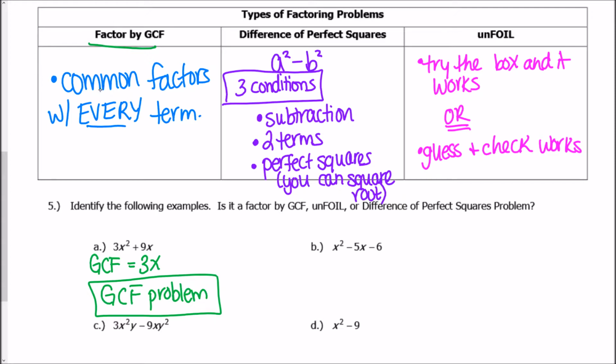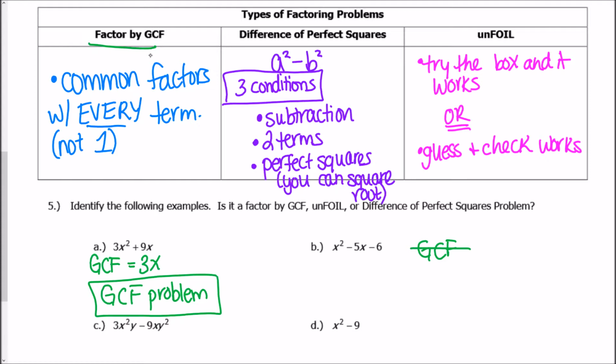So factor by GCF, there are common factors with every term. So I've got x squared, negative 5x, and negative 6. And I want you guys to write down not 1, because there's always going to be a 1 in common, okay? So right here, x squared and negative 5x have an x in common, but there's no x in common with the 6 here. And 1, 5, and 6 have nothing in common either. So for GCF, it does not work because there's nothing in common.